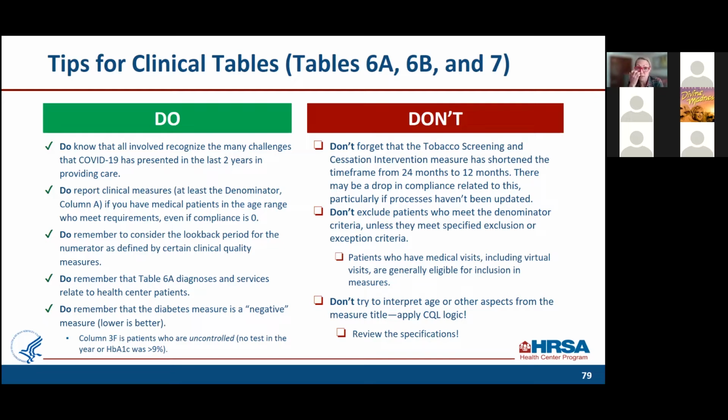Some don'ts now. Don't forget that the tobacco screening and cessation intervention measure has a shortened time frame, from 24 months to 12 months. And there may be a drop in compliance related to this, particularly if your processes have not been updated. Don't exclude patients who meet the denominator criteria unless they meet specified exclusion or exception criteria. And don't try to interpret age or other aspects from the measure title. Try and really apply the specifications defined.